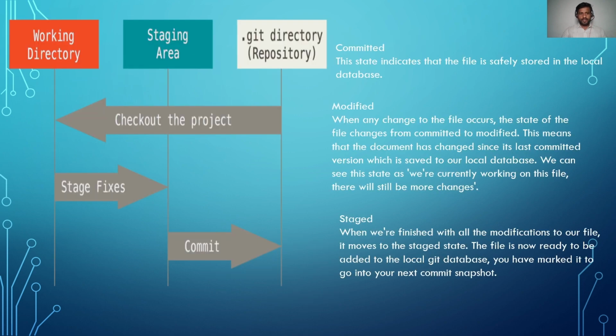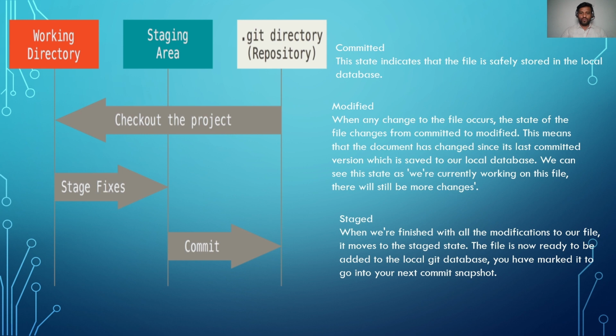See, this is the diagram for Git states. There are three states: committed, modified, and staged. These are the three states. This is the diagram. Committed indicates that the file is safely stored in the local database.